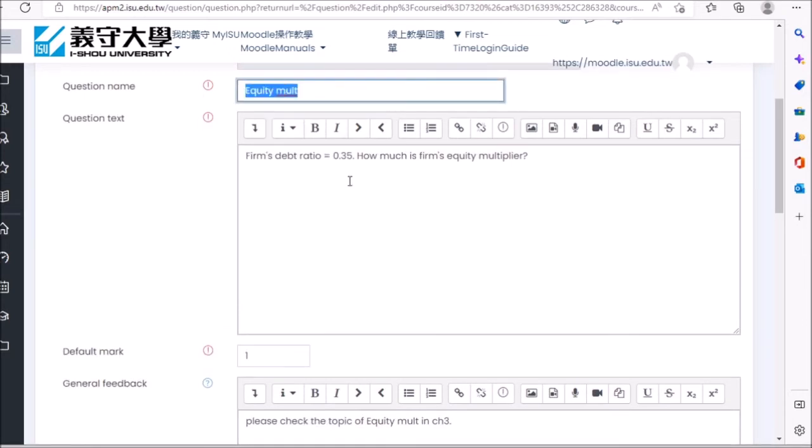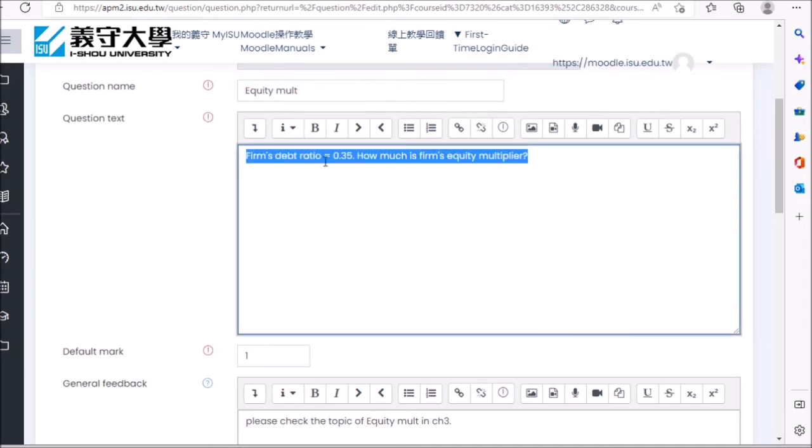Next question on equity multiplier. That's a ratio of total assets to total equity. In this case, you only have the debt ratio of the company, which is the ratio of debt to total assets. From this information, you need to derive how much equity the company has. So in this case, let me give you a hint. Debt is 35% of total assets.